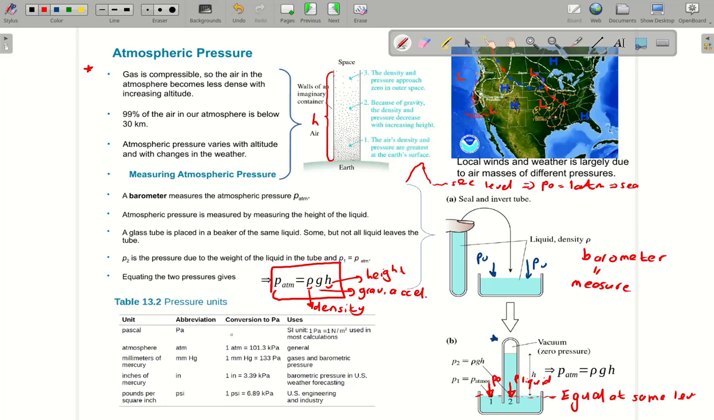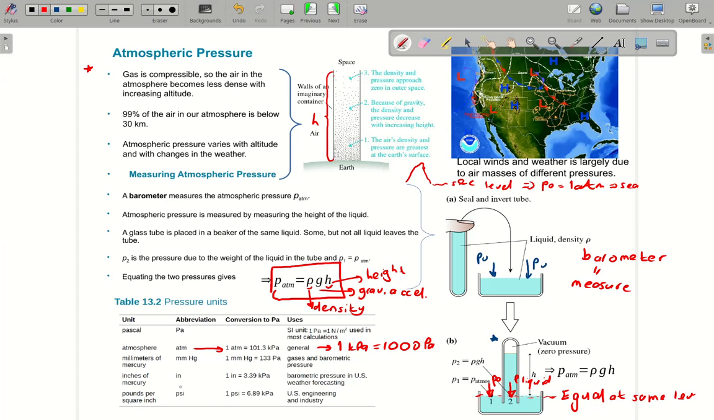We quite often use atmosphere for air pressure, and the conversion will be 1 atmosphere is equal to 101.3 kilopascal or 101,300 Pascal, because 1 kilopascal is equal to 1,000 Pascal.